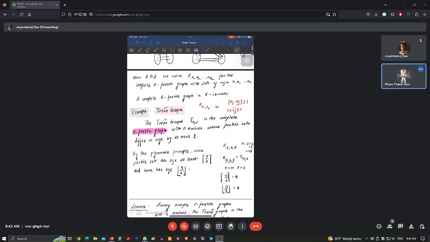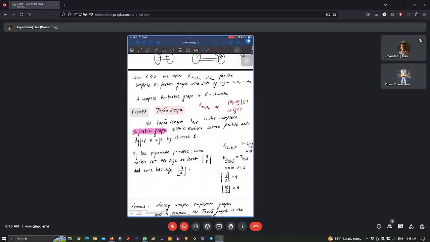I am concerned that if we are given n, there are two questions here. The first one is, can we always produce the Turan graph, yes or not? And the second, how many Turan graphs are there for the given n?